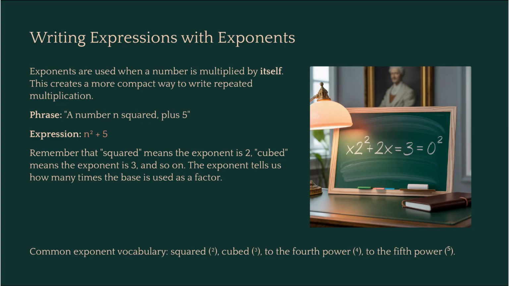Variables can also be used with exponents. If you read the phrase, a number n squared plus 5, the first part is n to the power of 2. Then we add 5. The final expression is n to the power of 2 plus 5. Remember that the exponent only applies to the variable right next to it.